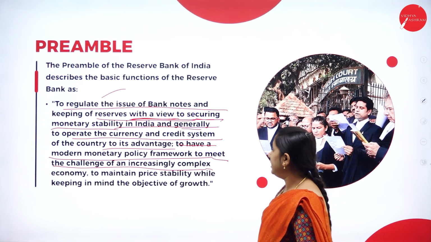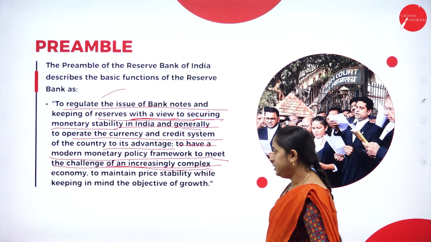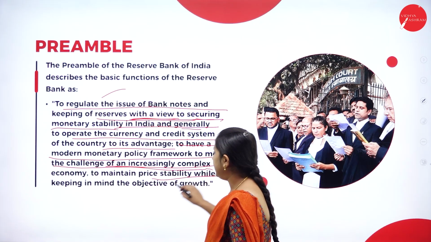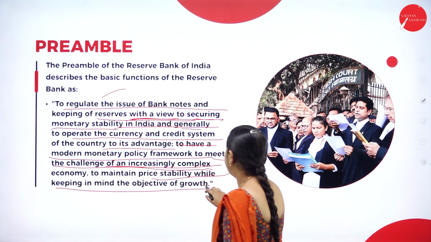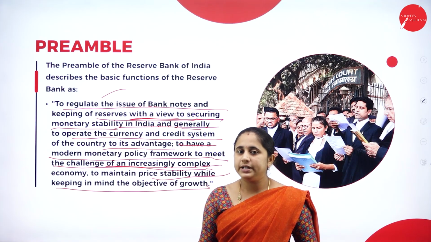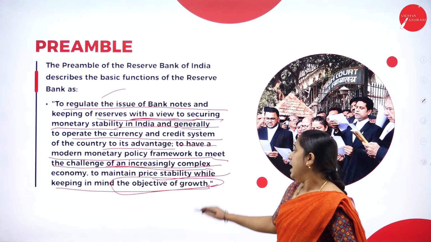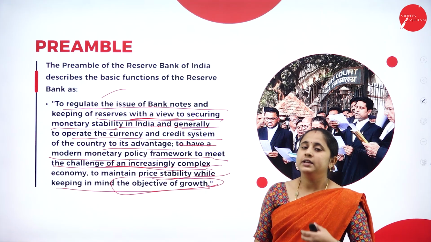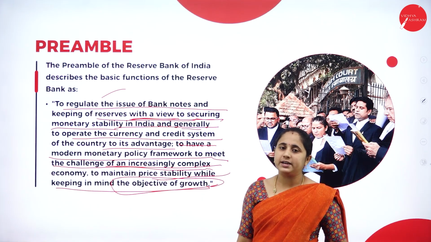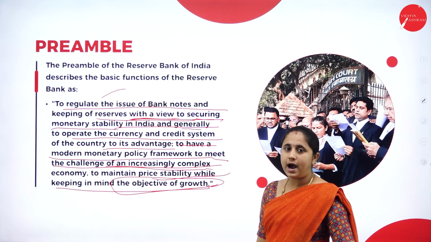In order to meet the challenge of an increasingly complex economy, to maintain price stability while keeping in mind the objective of growth, and to develop the Indian economy, they regulate and control the banking system in India. So this is the preamble of RBI.